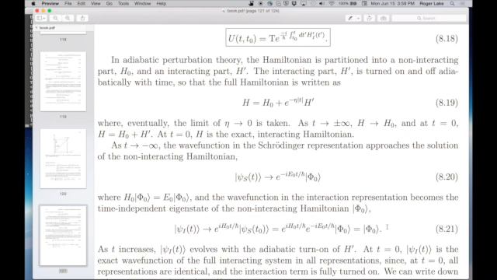And so then you let t increase, and the wave function in the interaction representation evolves in time with the adiabatic turn-on of your H prime term.